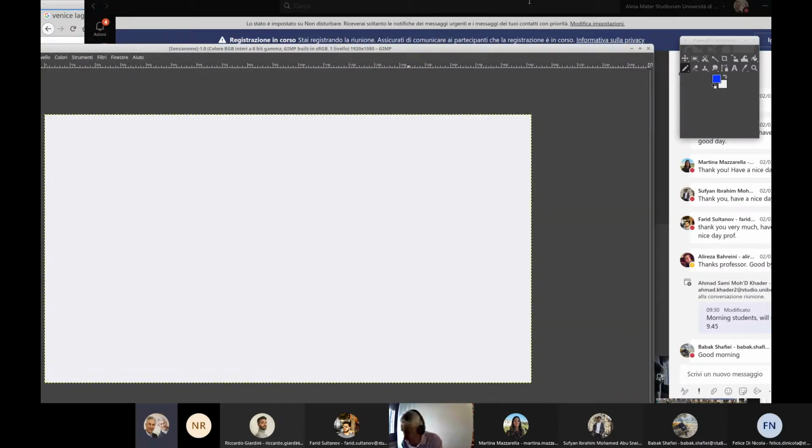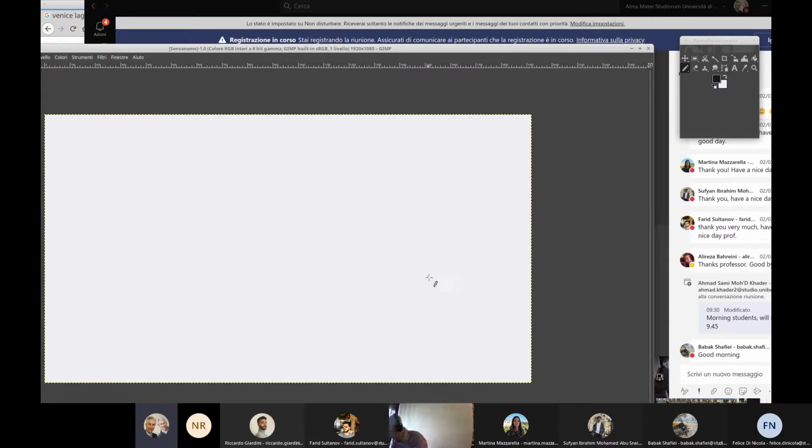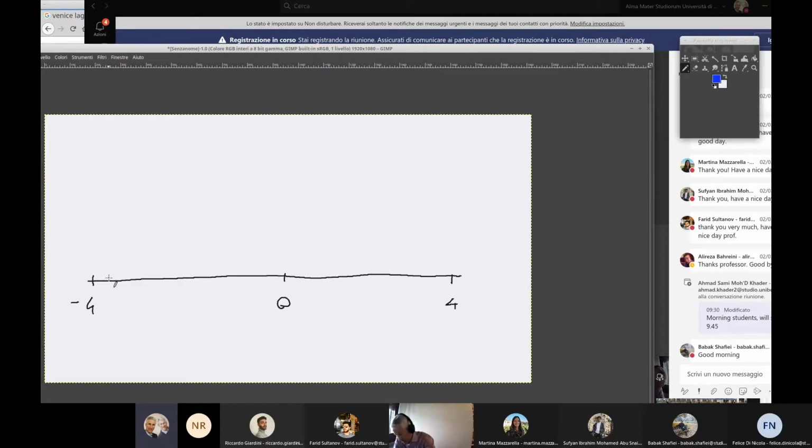Okay. You should see my blackboard now, and let me just change the color and let me draw a straight line. Okay, good. So let's suppose that we have a series of numbers which is defined over a given domain. This is the domain of my numbers. Let's suppose that the domain is between -4 and 4. Okay, this is 4, and this is 0. Now, what I have to do is to split the domain in discrete intervals. So it may be like this.